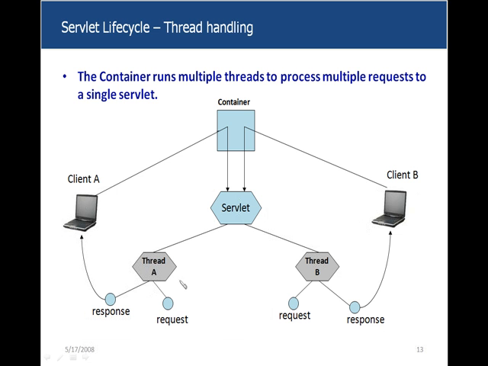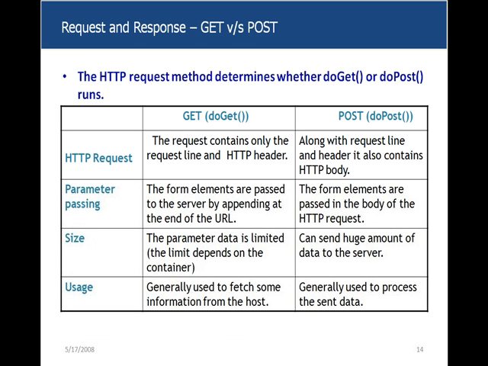So one thing to note here is these are two different threads spawned, but the request and response objects are different. They do not share the same request and response object, right? So thread A has got its own request object, and thread B also has got its own request and response object. So basically this is how multi-threading works, right, for a servlet. Okay, alright. So we've been discussing a lot about the get and the post methods.